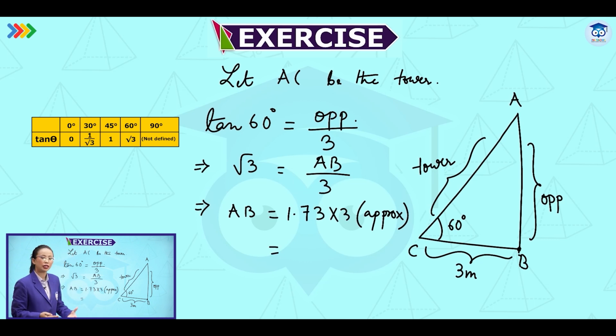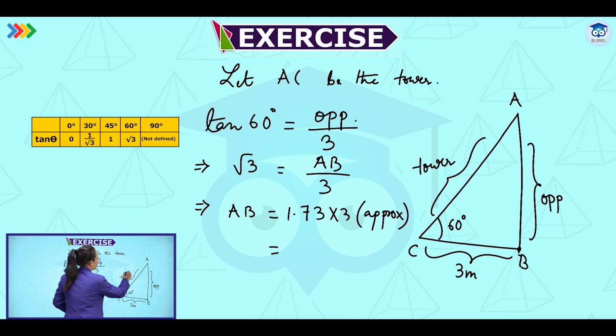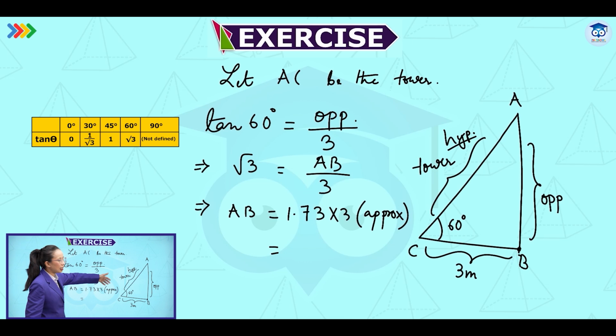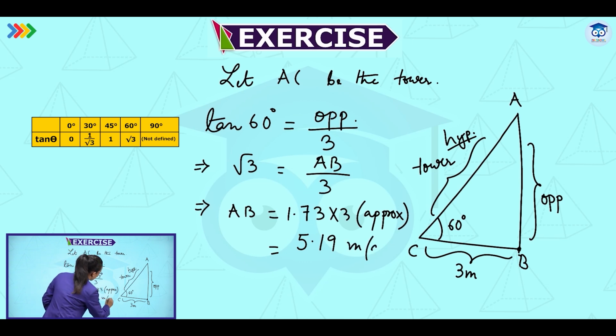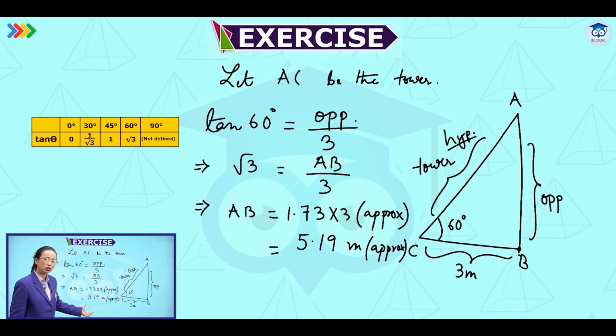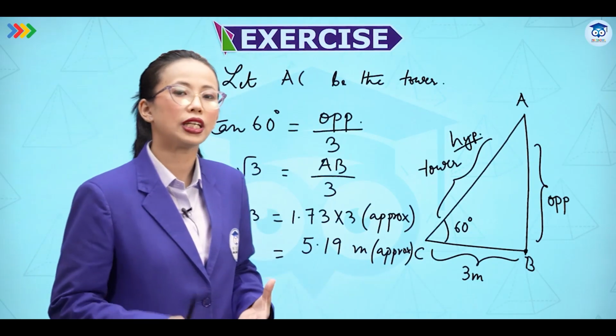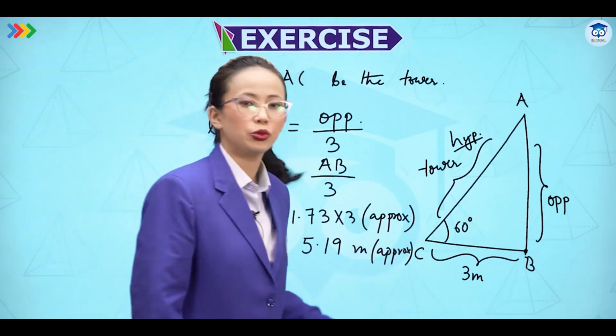In terms of meter, again it will be. Now, not only this, we can calculate the length of the tower also, right? So this becomes the hypotenuse, okay? And then we can also calculate the length of the tower. So after calculating this, we have 5.19. So in terms of meter, again it's approximate. We are not calculating the exact value, okay? Approximate value we are finding.